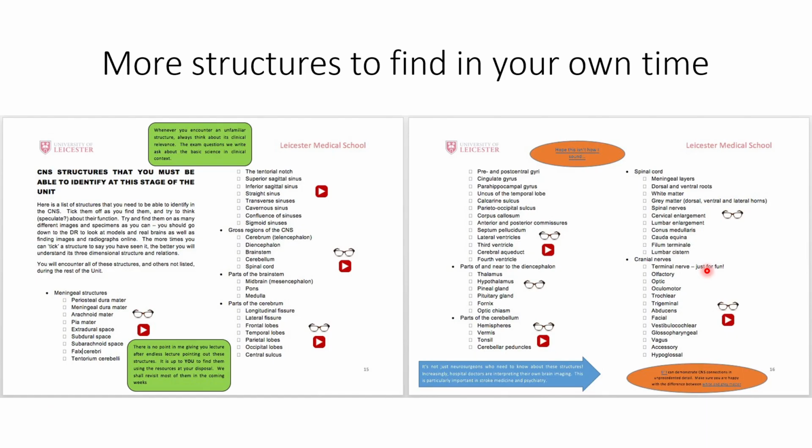Now, the structures we've just looked at are not all of the structures that you need to be aware of. You need to know many more. And within the workbook, I've listed these structures here. So this is a list here with little tick boxes for you to find these structures and make sure you're happy with where they are. And what I'd recommend is that you try to identify these structures in as many different contexts as you possibly can. So try and identify them on gross anatomical specimens, images, on your anatomy apps, as many places as you can to get a sound appreciation.